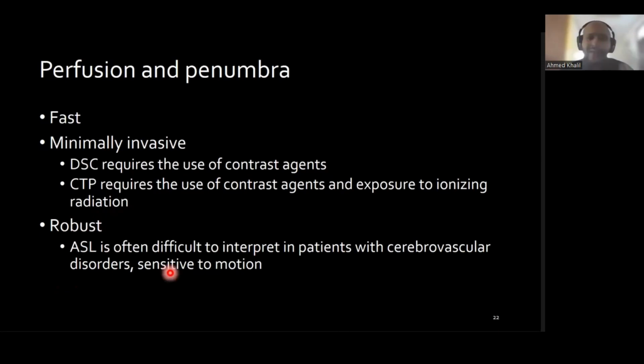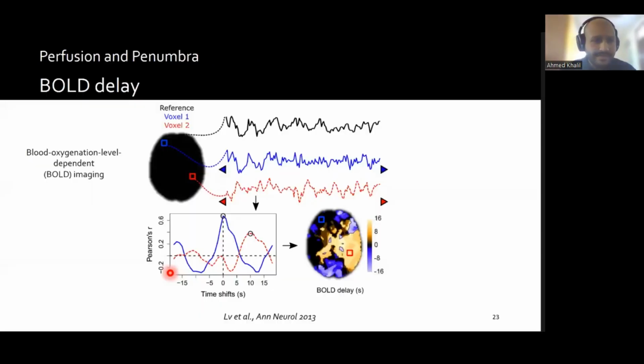And then you have techniques like arterial spin labeling, which I think are excellent techniques, but they come with their own difficulties in interpreting the data in patients who have, for example, cerebrovascular diseases like large vessel atherosclerosis. And techniques like arterial spin labeling are also relatively sensitive to motion, simply because the SNR tends to be smaller than other techniques.